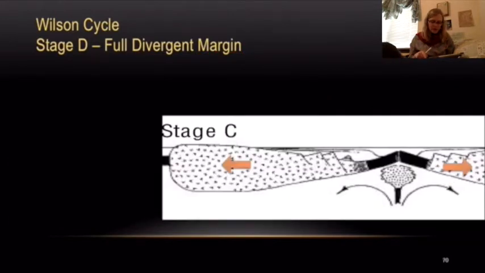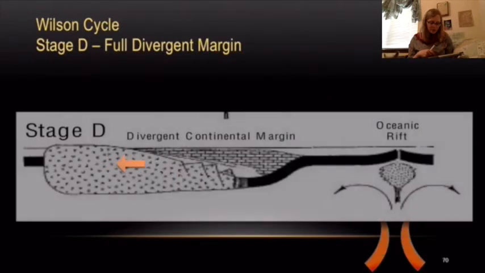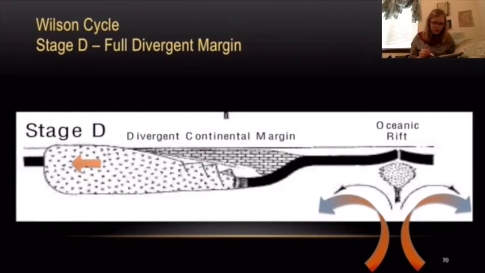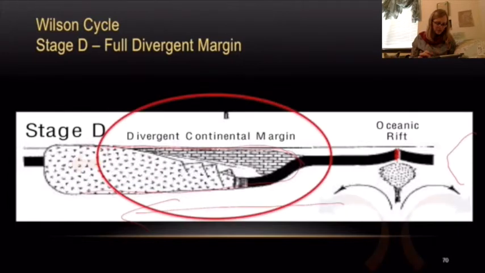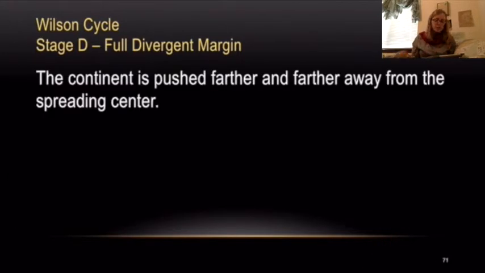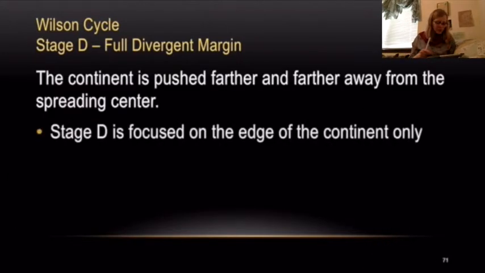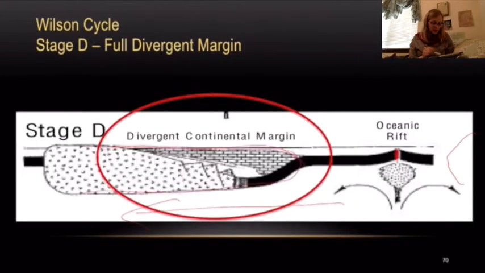All right, so how does this happen? We get convection happening, and it continues to push and push and push, making new and new rock here until this continent is very far away from the other continent on the other side. So the continent is pushed farther and farther away from the spreading center. Stage D is only focused on the edge of the continent over here, this side.